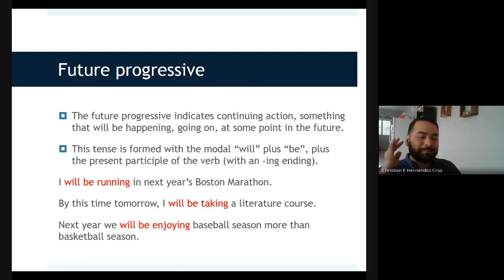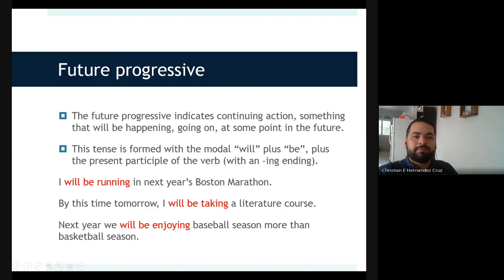All right. So that was the simple form of the future tense. And of course, such as we saw in the present and the past tense, there is a progressive form of the future. So the future progressive indicates continuing action, something that will be happening and going on at some point in the future. Remember, the big idea with the progressive is that there is an action that started and will continue at some point in the future. And depending on what perspective you're looking at that action from, that is how you tell whether or not it's past, present, or future.